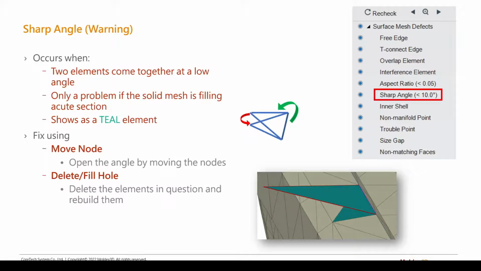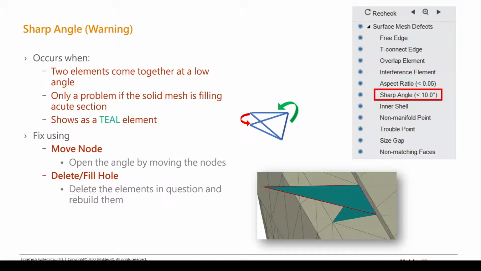And this will actually show as a black error in Moldex 3D. The black errors, again, are just warnings and are typically not required to be fixed. However, if you get a sharp angle, you really want to identify whether it's an acute angle or that reflex angle.